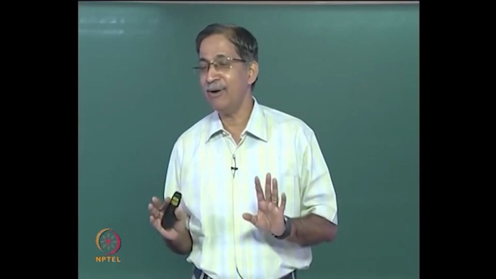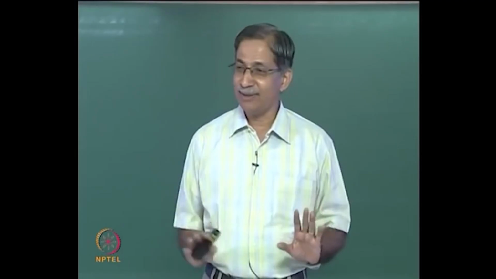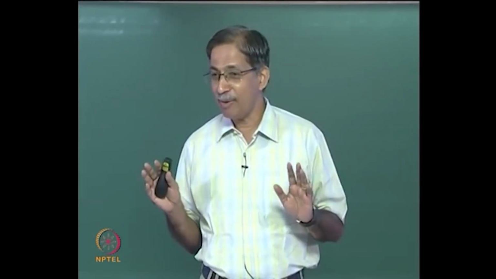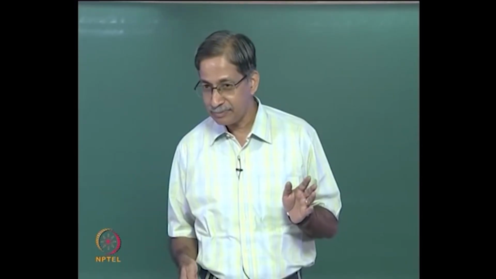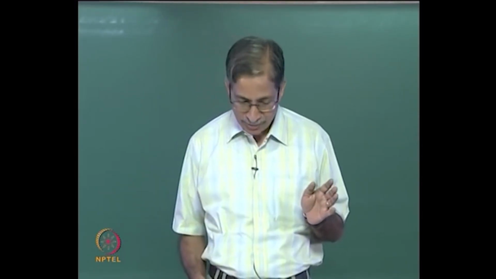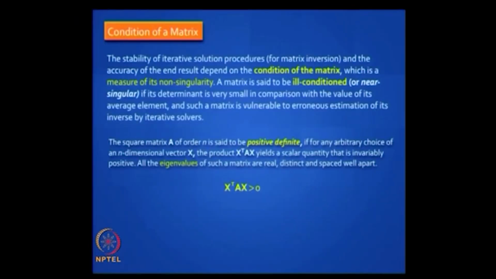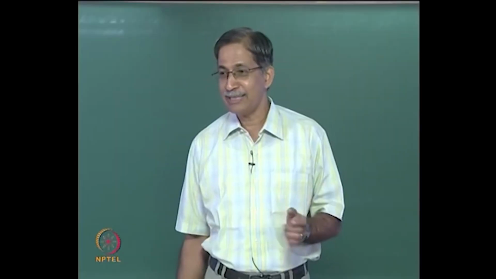Now fortunately for us, our stiffness matrices are all healthy matrices, they're all well conditioned. You know about the property of positive definiteness? Okay, so you should read these. I'll just finish this. A square matrix of order n is said to be positive definite if for any arbitrary choice of n-dimensional vector x, the product x transpose A x yields a scalar quantity that is positive. If it is negative, it's ill conditioned. If it's 0, it's called semi definite.